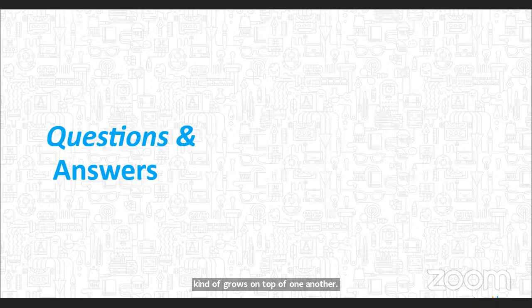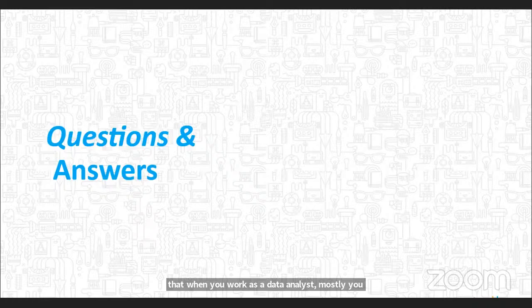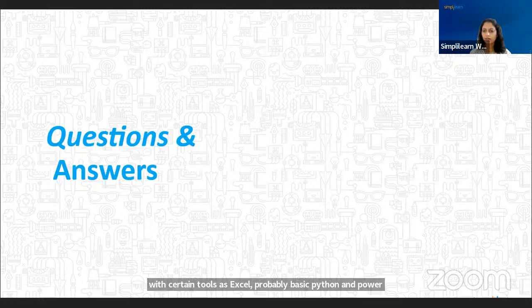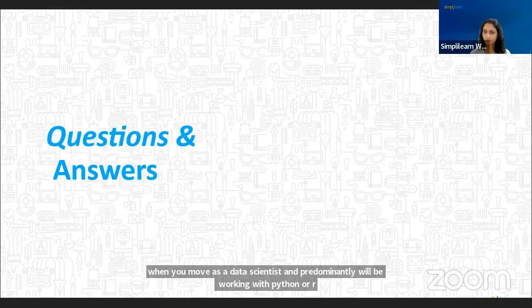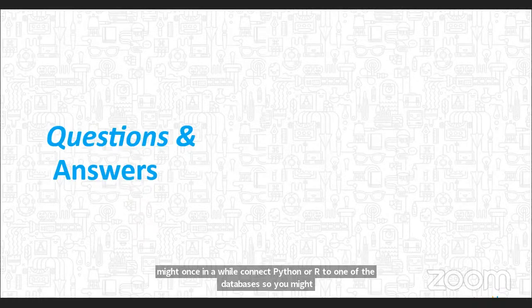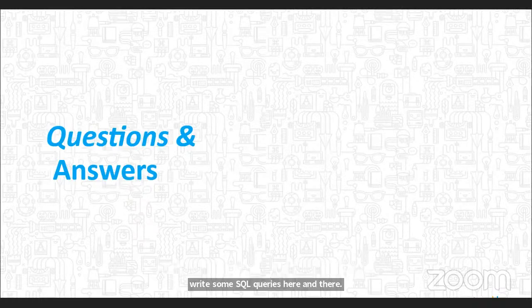In terms of tools, I can say that when you work as a data analyst, mostly you are required to work with databases and with certain tools such as Excel, basic Python and Power BI. And when you move to data scientist, predominantly you'll be working with Python or R. You might once in a while connect Python or R to one of the databases, so you might write some SQL queries here and there, but mainly you will be working with Python and R.